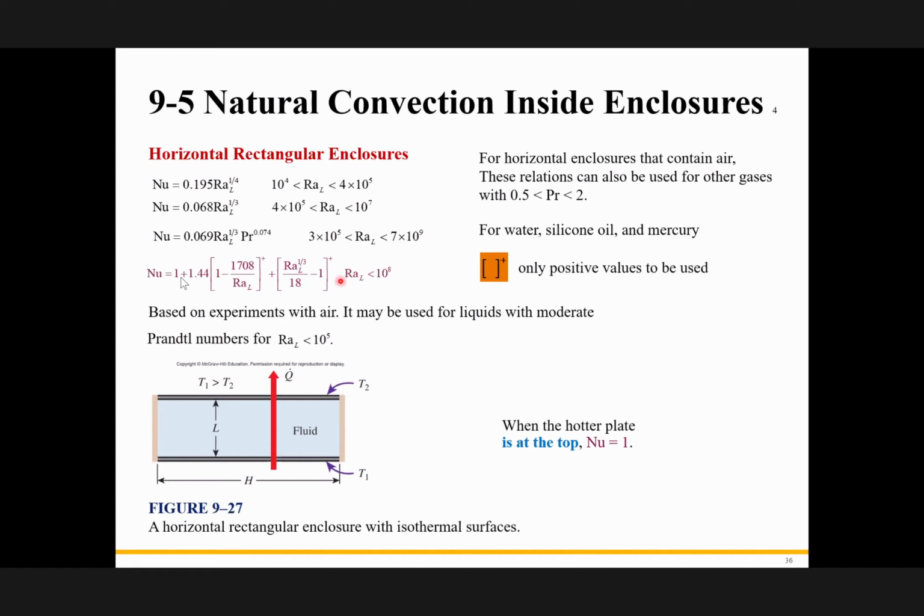So if they're both negative, you assume 0, and 0 becomes 1. Okay, perfect. Again, for horizontal enclosure for air contained, this relation can only be used for this range of Prandtl number. Therefore, this is the equation that we use for this one.